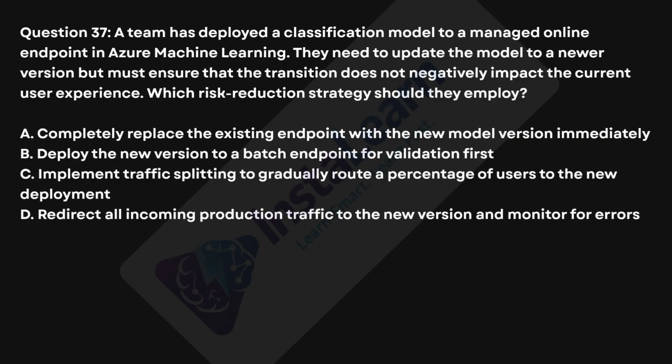A. Completely replace the existing endpoint with the new model version immediately. B. Deploy the new version to a batch endpoint for validation first. C. Implement traffic splitting to gradually route a percentage of users to the new deployment. D. Redirect all incoming production traffic to the new version and monitor for errors.